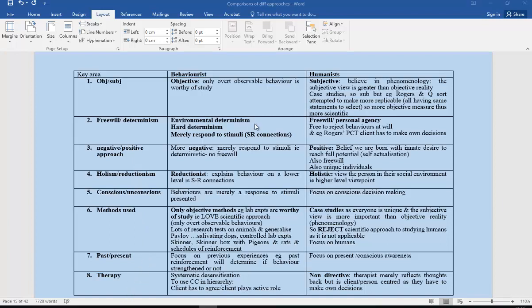So this should, for my guys, be fairly straightforward. If you need some help in terms of these approaches, I've got separate videos talking through the different approaches for you to have a look at. But remember, this is just a 3-minute recap. So if you're going to do comparison, pause the screen, have a look at these, make sure that you can understand these key areas. Okay. So that's behaviorist versus humanist.